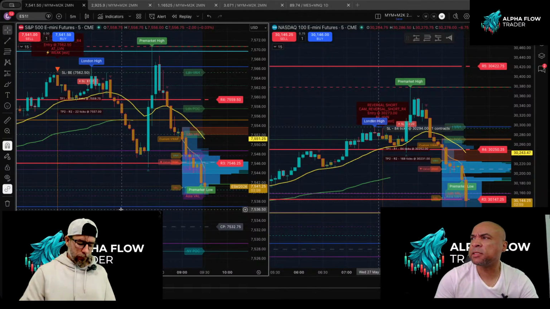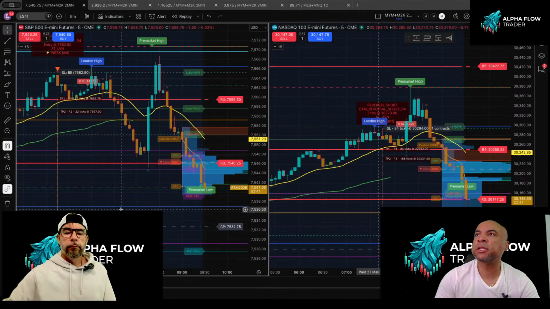ES is hovering around R3 right now, so we're probably not going to see any signals here anytime soon, unless it makes a dramatic move to our 4 levels. NQ. NQ is an outside day as well.